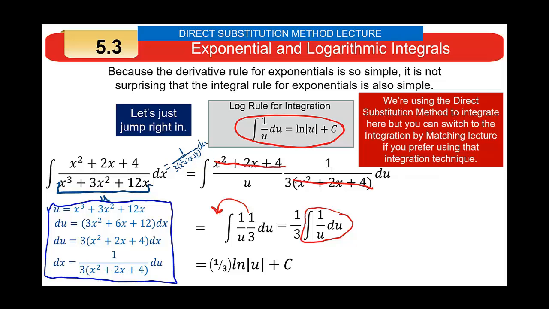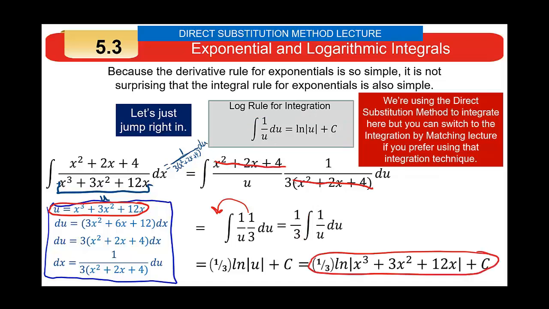And once we finish the integration, we have to get rid of the u and put back in the x's. In this case, u was x cubed plus 3x squared plus 12x, and we have our solution. Again, it looked messy to start with. There were a lot of things to write down, but the process is really the same in any case. Practice makes you better at this.